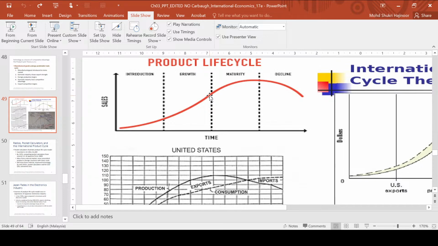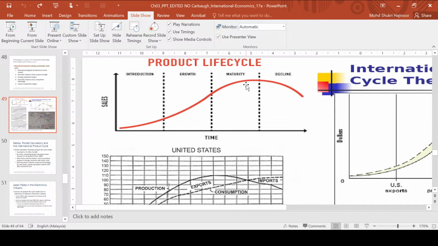When the product becomes matured, everyone now knows the technology. What was exclusively this country's technology during introduction, now when the product is matured, like TV, the technology is matured, except all this LCD, all this advanced TV, that's different. Normal TV, every country knows the technology has matured already. And finally decline. These are the 4 stages.